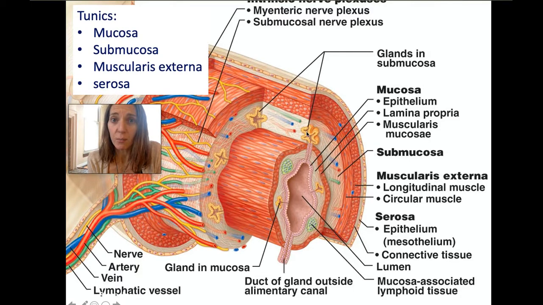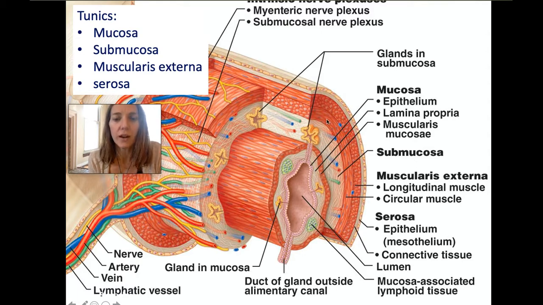So outside the submucosa, you have what we call the muscularis externa. So it's like an external layer of smooth muscle. And so that's shown in this graphic here. And with almost all the layers, we are going to have a circular layer of smooth muscle and what we call a longitudinal layer of muscle.